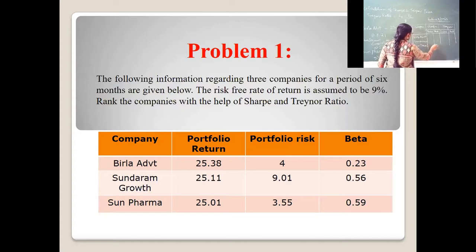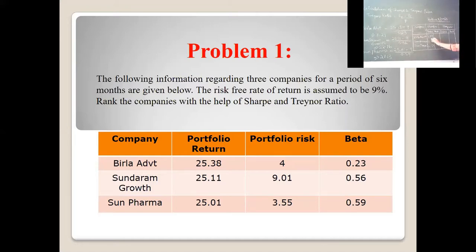Now, what was the Sharpe index for Birla Advantage? We've already calculated. Tell me the answer. Anyone? 4.09. Okay, 4.09. For Sundaram? 1.788. 1.78. Sun Pharma? 4.50. 4.50. Now, the thing is, how will you rank these mutual funds' performance?